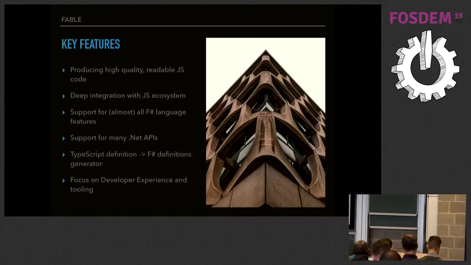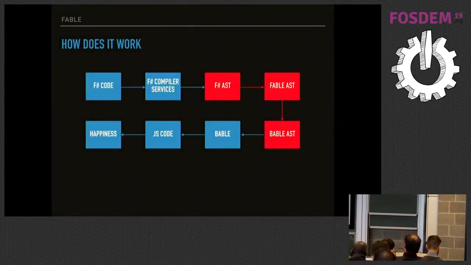And it's also something that pushes forward new features of the language. So there are some features in the incoming F# 4.6 release that were created just for the sake of making Fable better. So this is something that's going to be around, and it's really good. So how does it work?